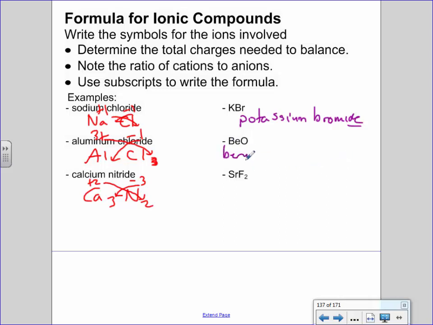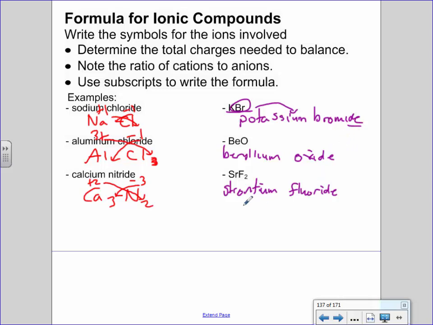Be is beryllium. And then O changes from oxygen to oxide. Sr is for strontium. And then F is fluorine. You just change it to fluoride. So when you're going from the formula to the name, you don't even need to worry about the charges. Just literally look at it and just name what's there.